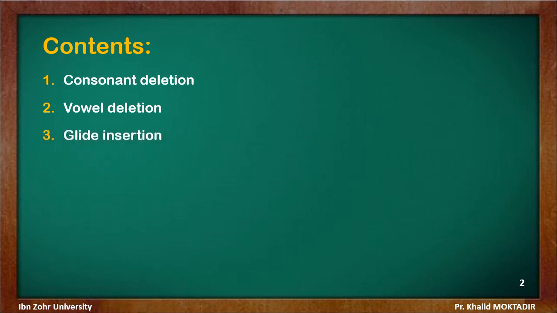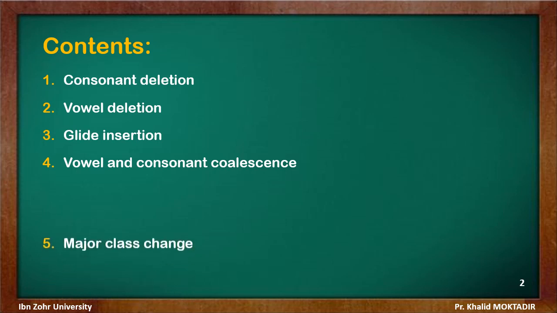And 3 is on glide insertion. This is a case where we have juxtaposed vowels, that is, one vowel next to the other, and we need to separate them by inserting a glide. Number 4 is on vowel and consonant coalescence. This is where a vowel and a consonant merge to make one single sound. We'll see that with some detail later on.